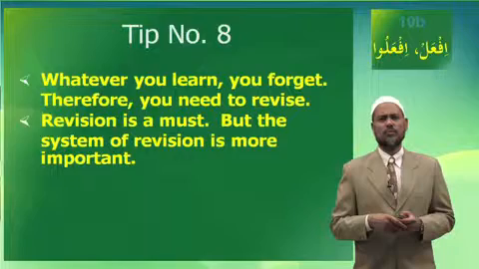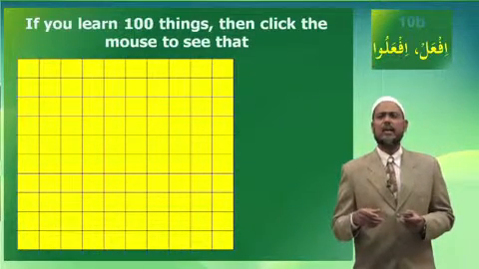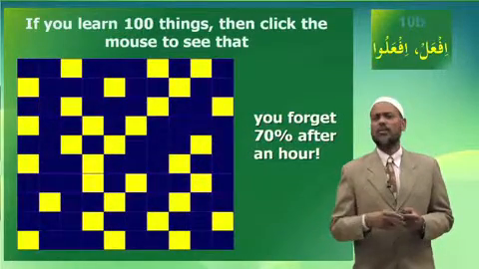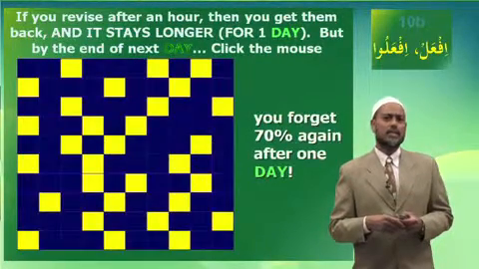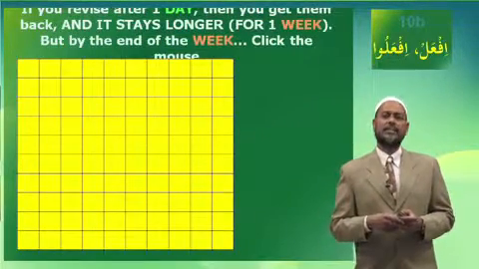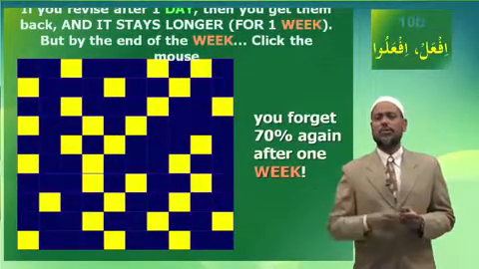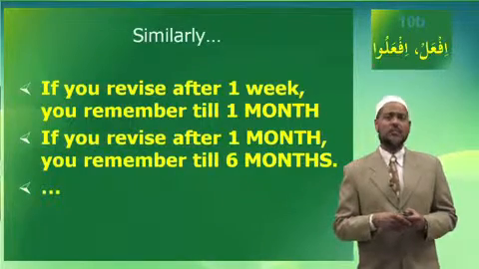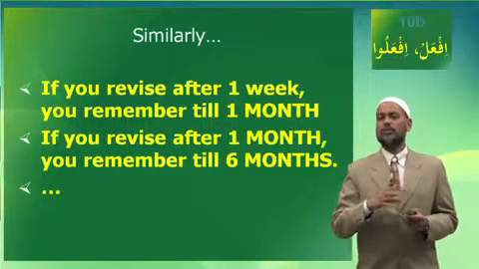But whatever you learn, you forget. This is the human mind. If you learn 100 things, then within an hour, you forget almost 70 things. This is according to research. If you revise after 1 hour, then in 1 day, you forget 70 things. If you revise those 100 things again at the end of the day, that retains for a longer time, but after 1 week, again you forget 70 things. And if you revise those 100 things after 1 week, then you forget them after 1 month. Revise them after 1 month, you retain them for 6 months.